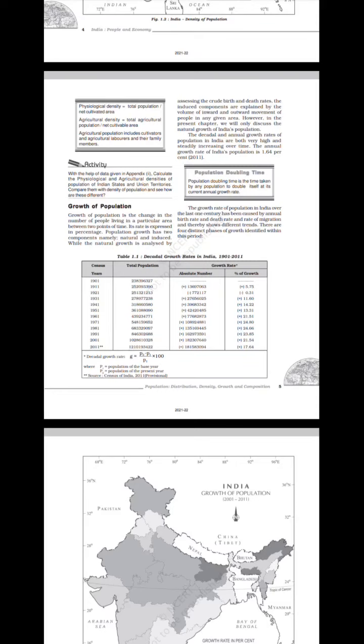Take a look at table 1.1, decadal growth rates in India 1901 to 2011. Census years, total population, growth rate, absolute number, percentage of growth.